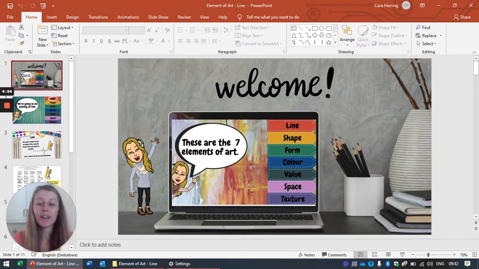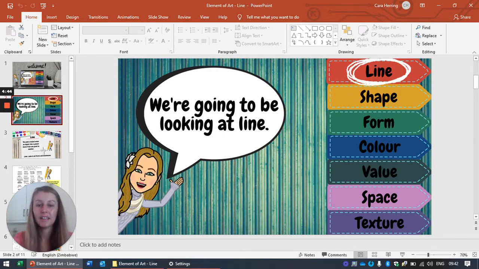So, we're going back to the elements of art, and remember, these are the 7 elements of art. We are going to learn about all 7. We've already done color, and we've already done texture. We are going to be looking at line.